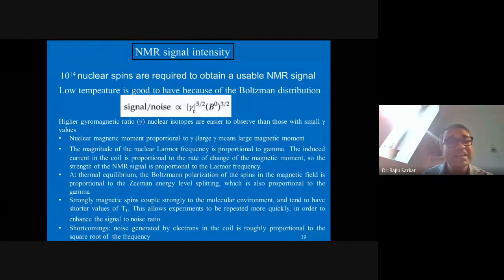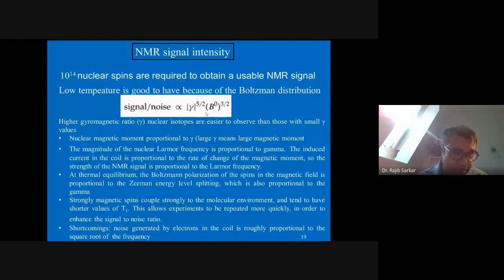So that means higher gyromagnetic ratio nuclear isotopes are easier to observe. I told you that copper, proton, and phosphorus all have a high gamma value. And then it depends on your external magnetic field. So the more field you apply, the better signal you get. This is of course the advantage. So you have to go to really high field to get a good NMR signal.